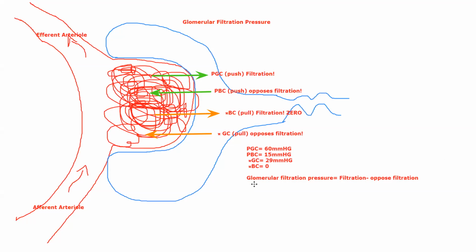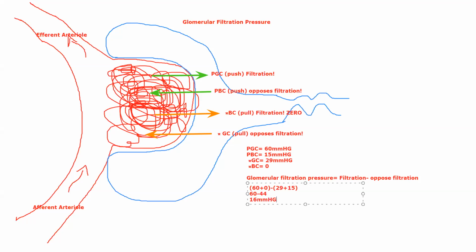Okay, so let's look at what this calculation should look like. We have our forces that favor filtration, which we know are the glomerular capillary hydrostatic pressure, so that's 60. And our other force that favors filtration is our Bowman's capsule oncotic pressure, which we said is 0. We add those two up, so that's 60, and then we subtract out our forces that oppose filtration, which are our other 2 forces, so that's 29 plus 15. Let's put these in brackets so they make a little more sense. And so that should give us 60 minus 44, which should be 16 millimeters of mercury, okay?